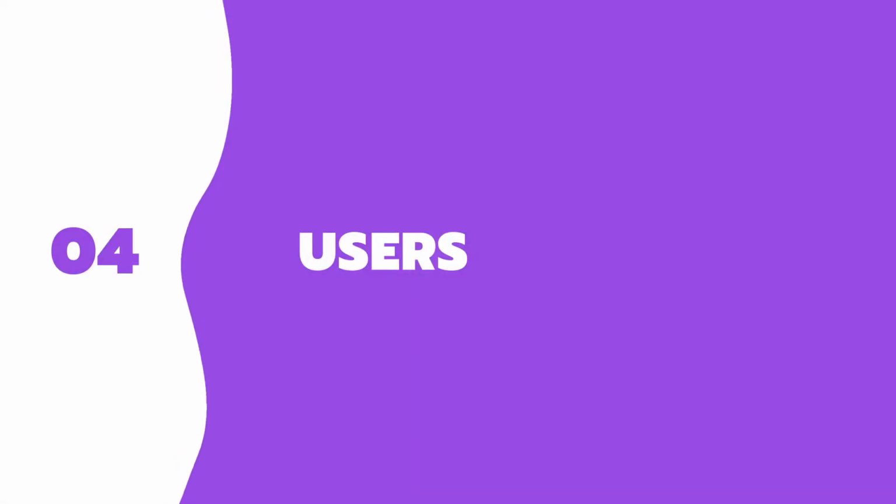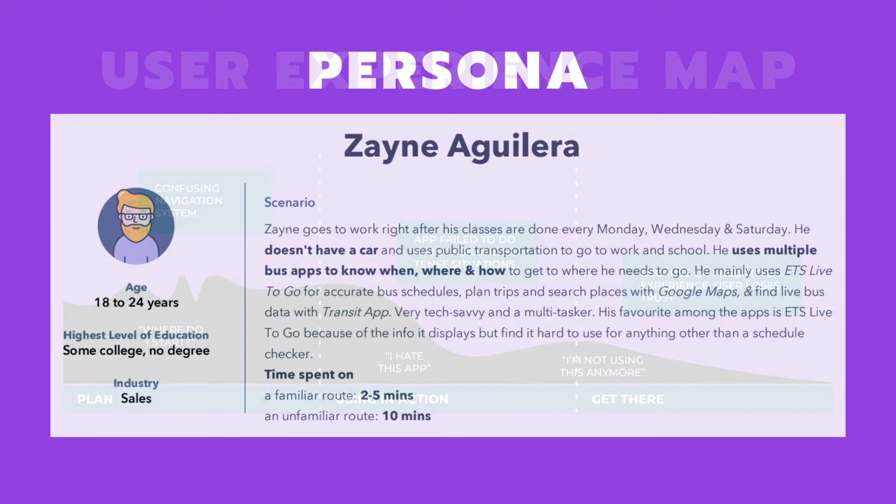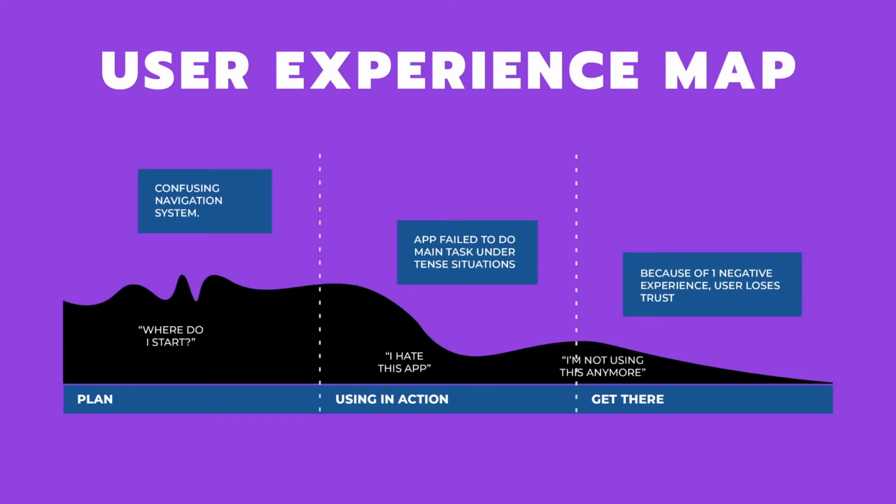So these facts and assumptions made us able to understand our users more as a team, and we were able to create a persona out of our research. His name is Zane Aguilera, a university student who works part-time and uses public transport to get to places. A key thing to take away from Zane is that he uses multiple bus apps to know when and where and how to get to places. So this is a user experience map of the current app.